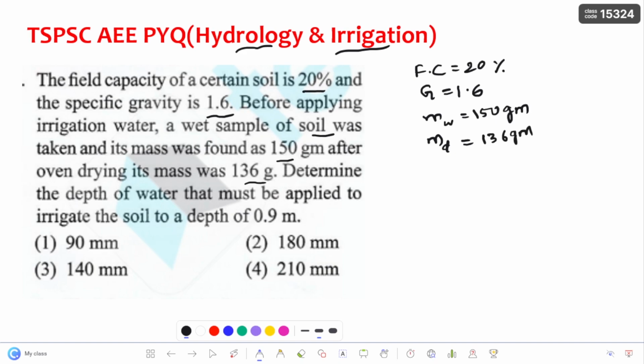Let us find the optimum moisture content, or moisture content. Moisture content is equal to (150 minus 136) by 136 into 100. It is nothing but weight of water by weight of solids, that is nothing but moisture content. You will get approximately equal to 10%. That is 14 by 136, it is nearly 10% you will get.